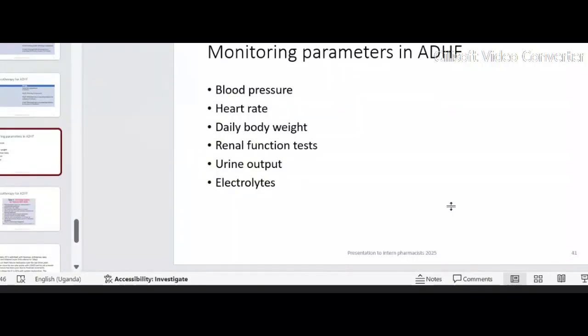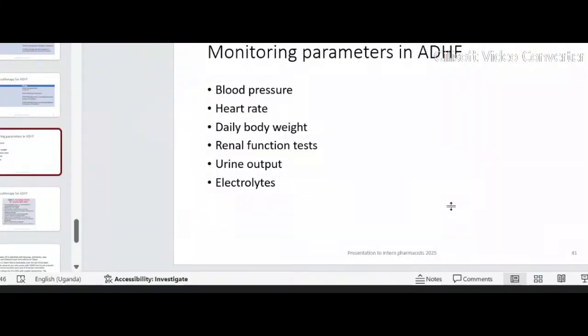So monitoring parameters for a patient in ADHF: blood pressure, heart rate, daily body weight, renal function is very key. Daily body weight, my friends. Every day you must weigh this patient. Why? Because they're fluid overloaded. They came in with more volume. Therefore, that volume has weight.